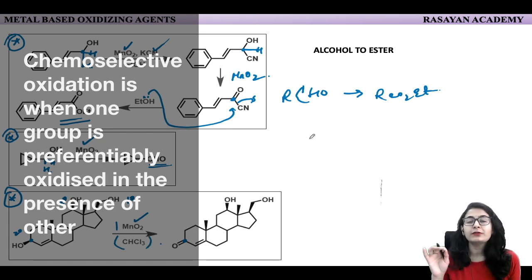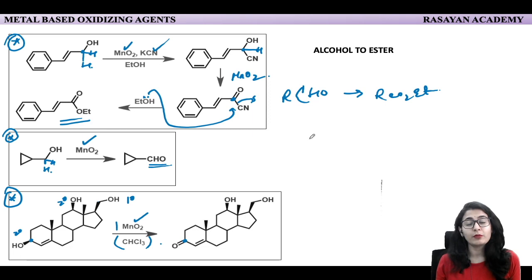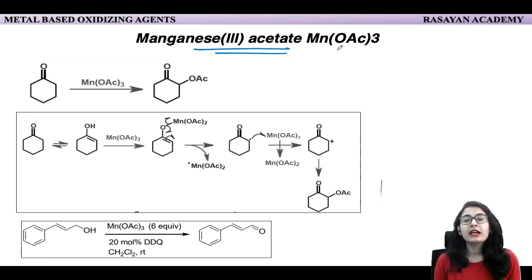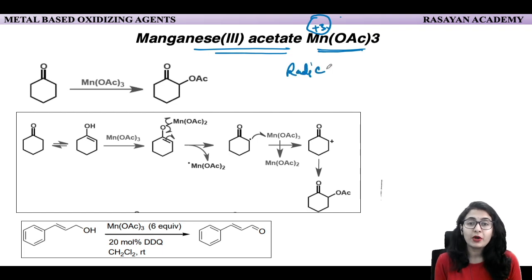Okay, so I hope that you understood what are the three most important applications of manganese dioxide. Now, first we see a little bit of manganese 3 acetate. You know, guys, in this manganese 3 acetate, manganese is in +3 oxidation state. Now, this is not too much of an oxidizing agent, but this is giving you a very nice substitution reaction, and that also goes through a radical mechanism. So, radical wise, it is important. Let's see what it is doing.